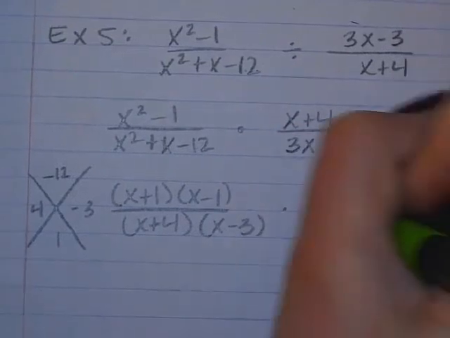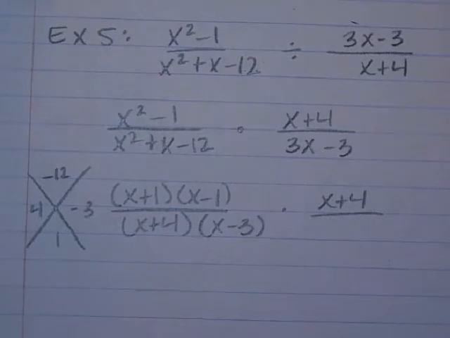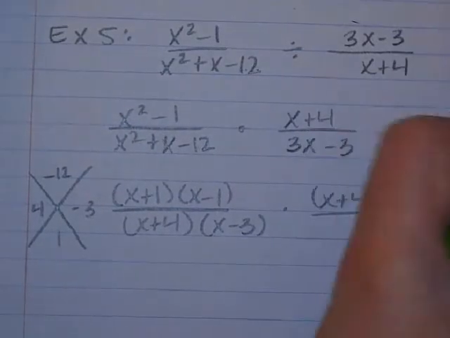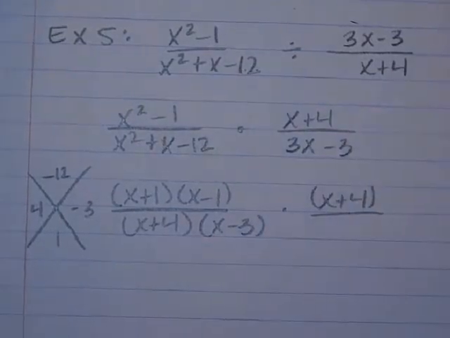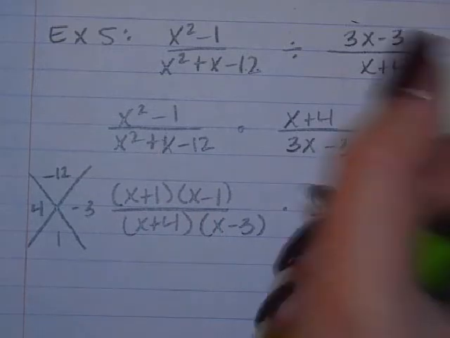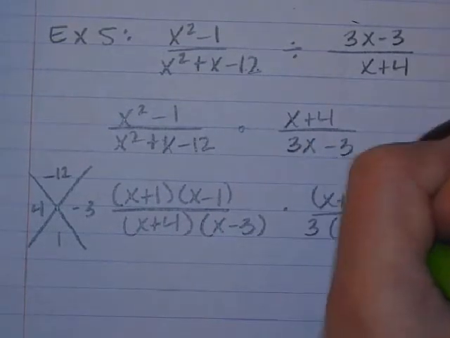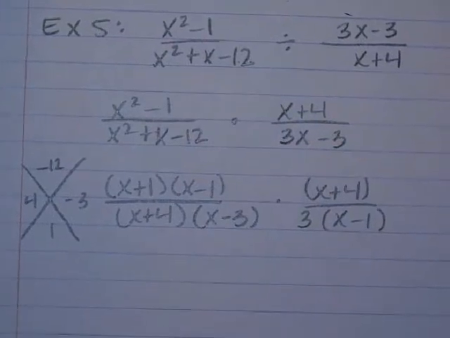Okay. X plus 4 on the top stays. If it feels weird for it to not be in parentheses, for it to just be written like that, you can go ahead and put parentheses around it so you can think of it as one group. It's one thing. 3x minus 3. 3 is a GCF, and then what's left over? X minus 1. Okay, and now we start to cancel.